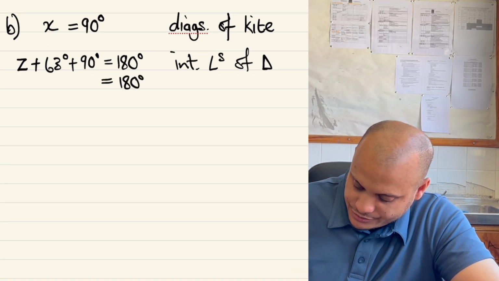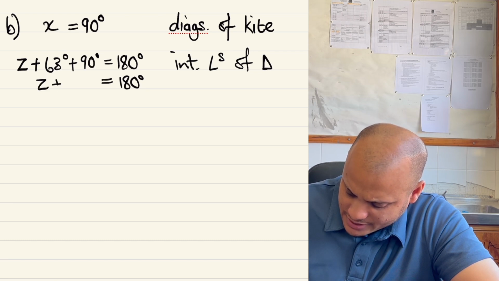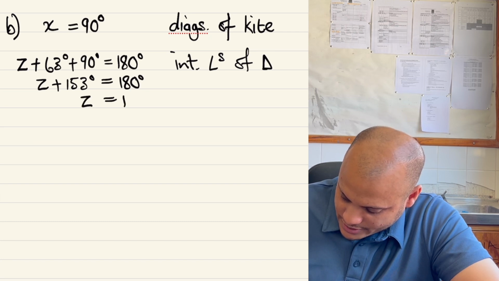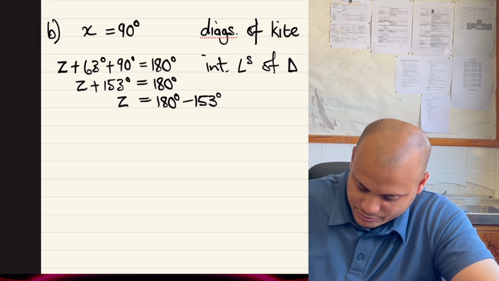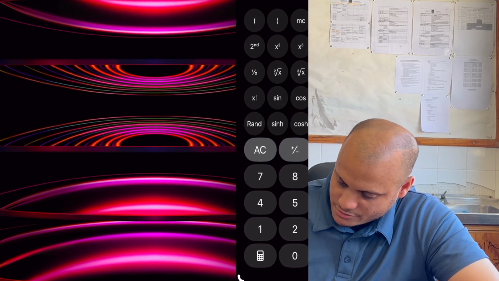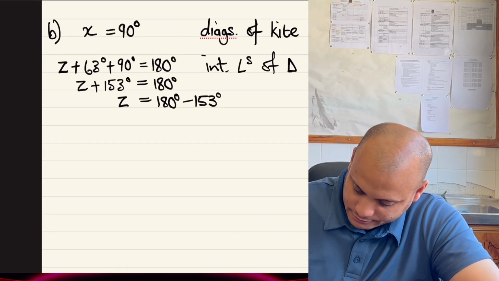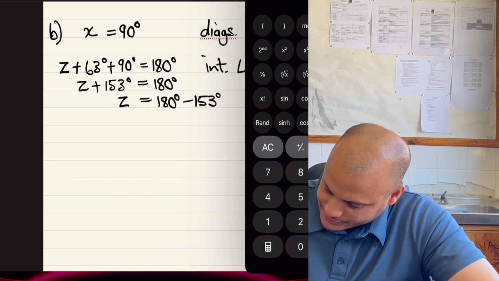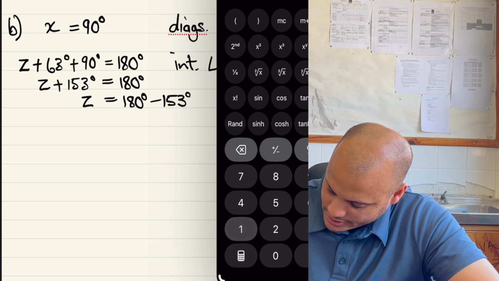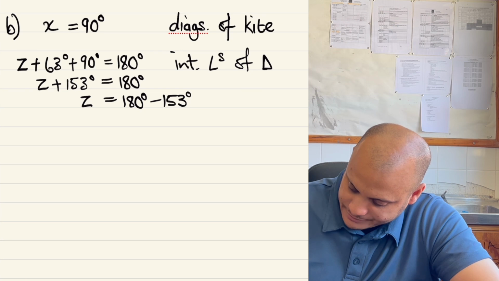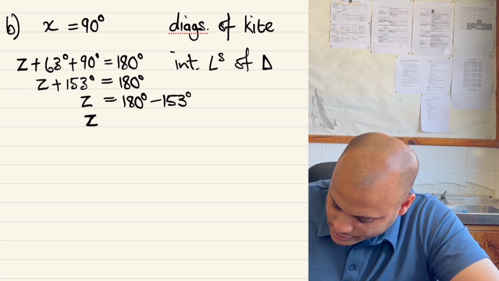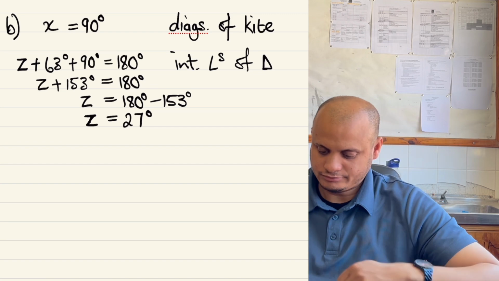I then continue to solve this equation, so that would be Z plus, that is 153 degrees. So I have Z equal to 180 degrees minus the 153, and to make sure that I do not make any kind of mistake here, I'm just going to pull out the calculator. I will say 180 degrees minus 153, and my answer is 27. So Z is equal to 27 degrees. So there we have Z.